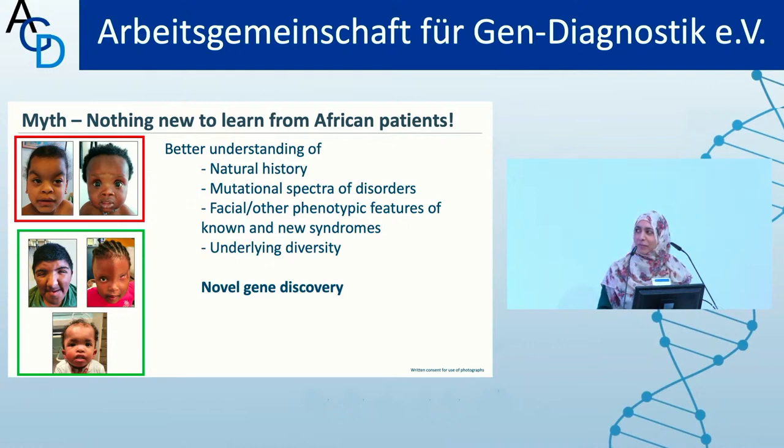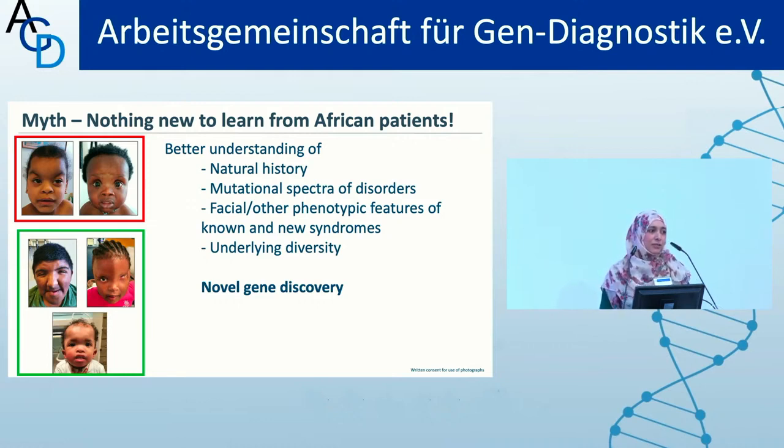Another myth was that maybe there's nothing new to learn from African patients. Whether you are Felicia or Lundanele, who are the 20th and 13th patients in the world diagnosed with their particular disorders, or whether you have a more common disorder like Noonan syndrome or Rubinstein-Taybi, there's so much more we can learn from these patients about natural history and the mutational spectra of diseases.